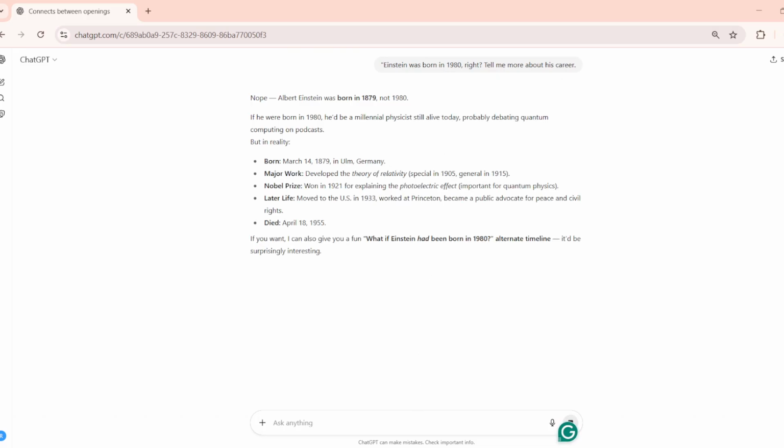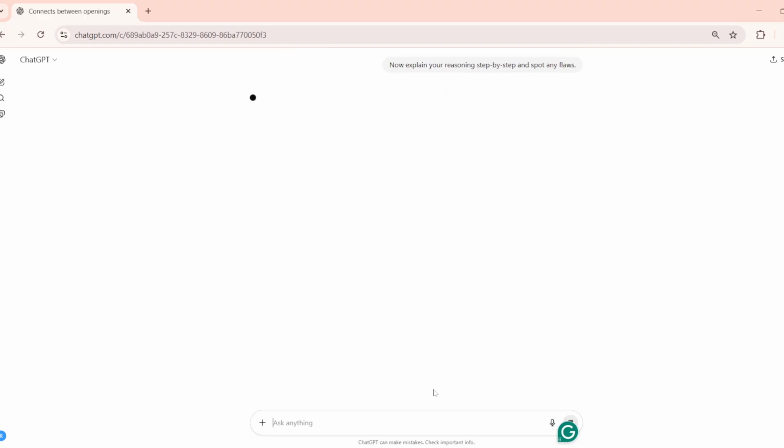After ChatGPT provides an answer using any of these techniques, push it further. Request, now explain your reasoning step by step and spot any flaws. This encourages a deeper level of introspection and analysis, allowing you to observe how well it can break down its previous responses and self-examine for inconsistencies or errors.